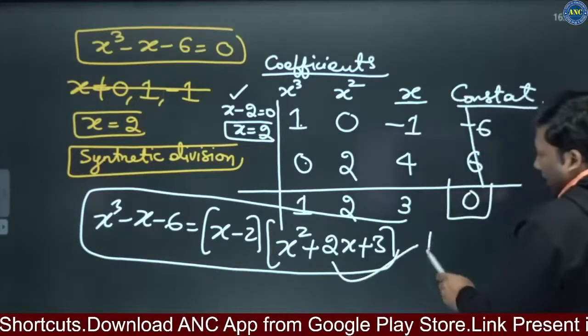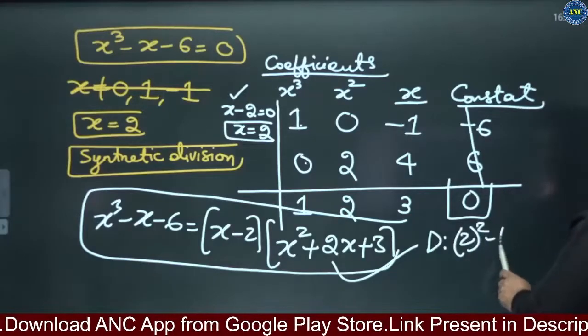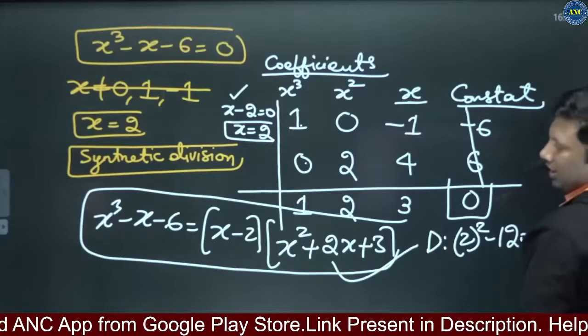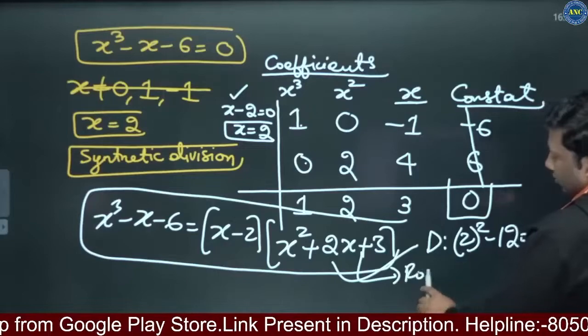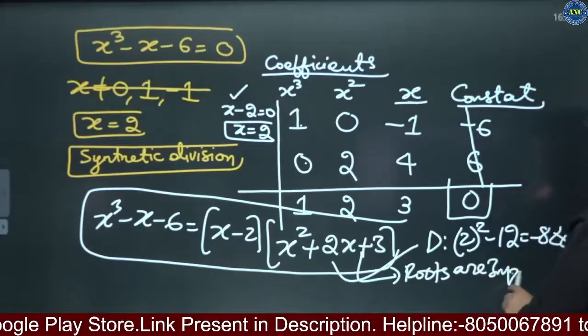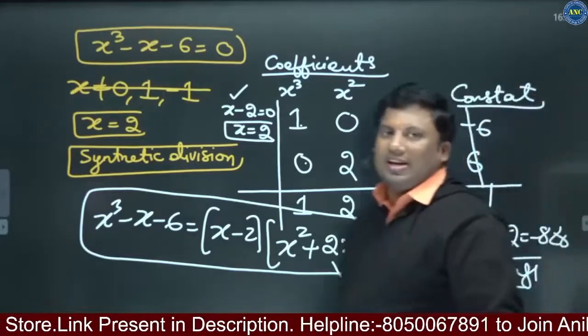If you observe here, for this quadratic, b squared minus 4ac is 4 minus 12, which is minus 8, less than 0. So D is less than 0, that means the roots are imaginary. How many real roots are there? x equivalent to 2 is the real root.